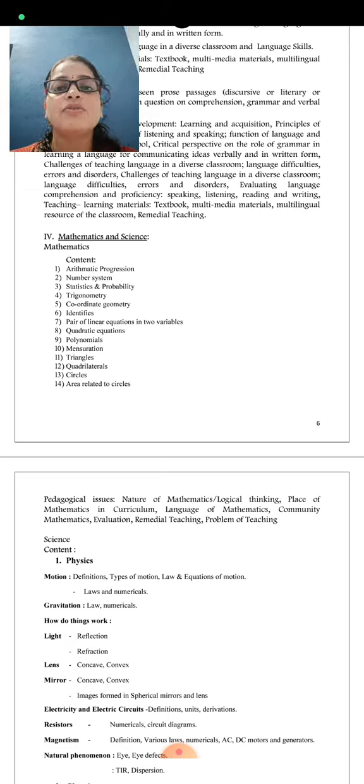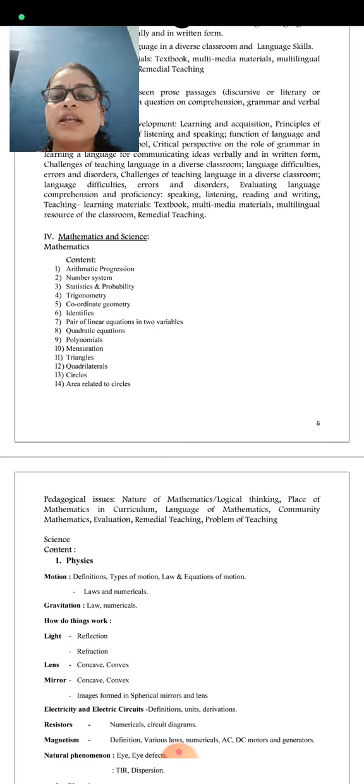In the application-oriented questions, they will not ask directly on the content. If they ask an application-oriented question, we have to be very sure about the terms. And we have another important subtopic, that is cyclic quadrilateral. We have construction in the circles.